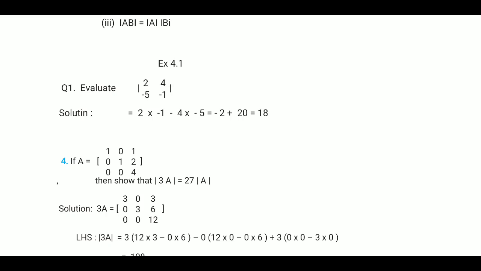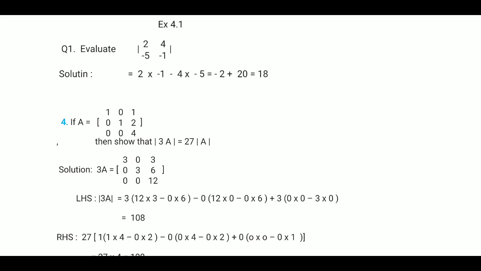You evaluate this small determinant, which is of order 2. So we can calculate it by multiplying diagonally: 2 into minus 1 minus 4 into minus 5 is equal to minus 2 plus 20, that is 18. 18 is the result. 18 is the determinant value of this matrix.